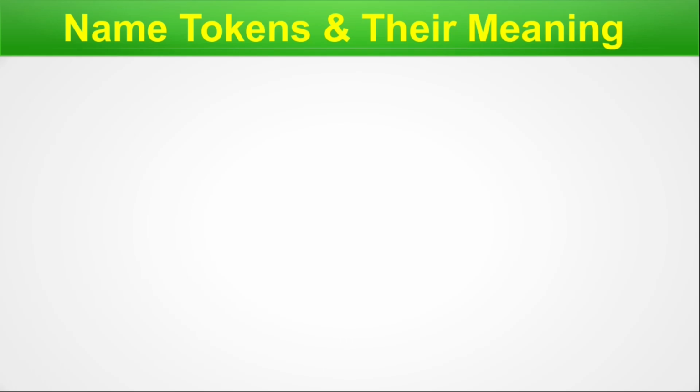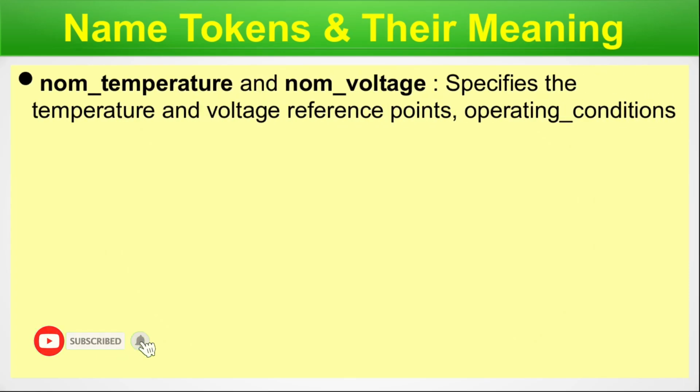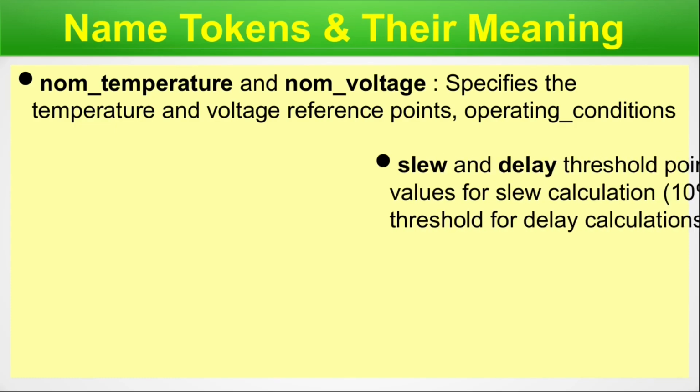Name tokens and their meaning. Before jumping into each section and analyzing them in detail, let us get familiar with a few frequently used name tokens and their meaning. These have very straightforward meaning. Some of them I have already explained theoretically in some of the previous episodes. So here we go. Norm temperature and norm voltage. These two name tokens specify the temperature and voltage reference points, that is, the operating condition.